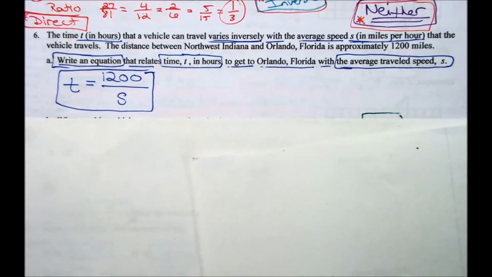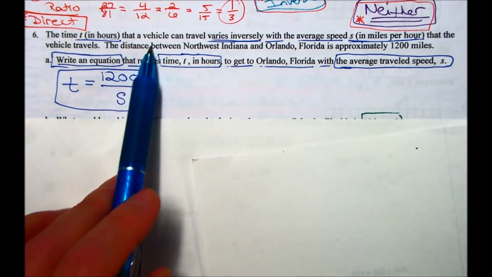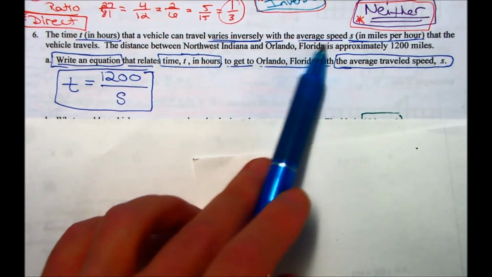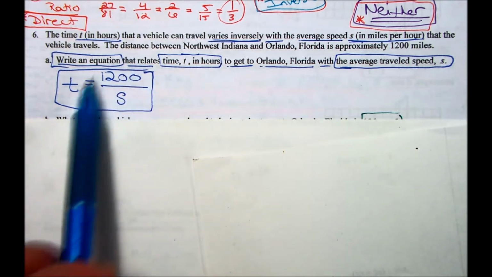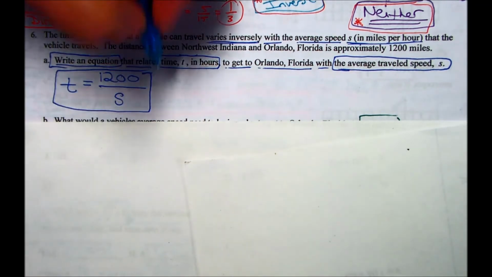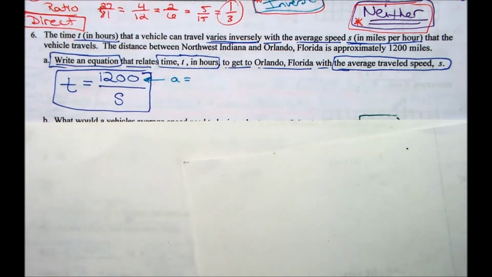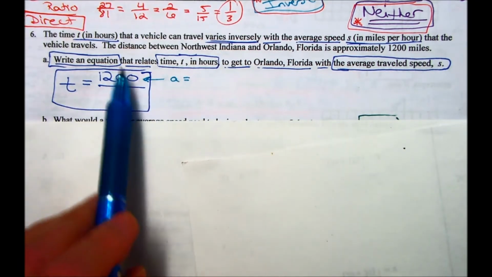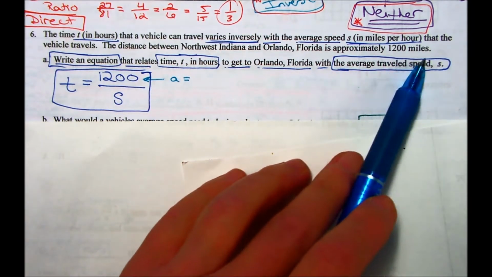So the other things that we did in the first section is write equations. So if you're given that the time in hours that a vehicle can travel varies inversely with the speed s in miles per hour that the vehicle travels, then you know that t, or time, equals something divided by s. Well, that something here, that's our a value. So to find a, you have to take an example that they give you. They tell you the distance between Northwest Indiana and Orlando, Florida is approximately 1,200 miles. So that's your a value.